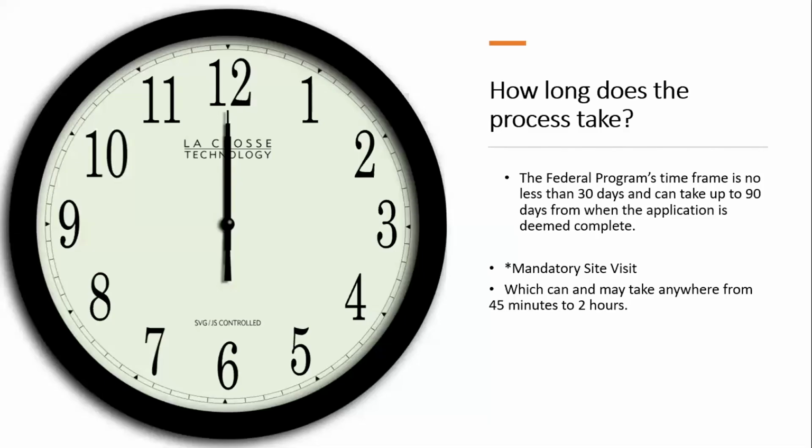How long does the process take? The federal program's timeframe is no less than 30 days and can take up to 90 days from when the application is deemed complete. There is a mandatory site visit, which can take anywhere from 45 minutes to 2 hours. Due to the amount of documentation that is required for this particular certification, our office does not offer any type of expedition of application.